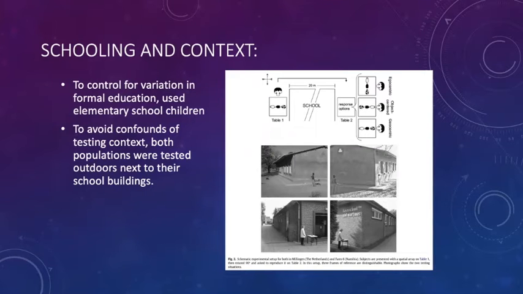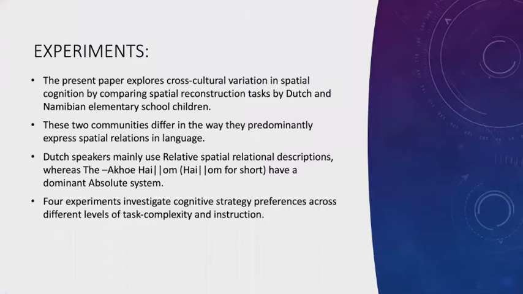To avoid confounds of testing context in all experiments involving direct comparisons across populations, both populations were tested outdoors next to their school buildings. The present paper explores cross-cultural variation in spatial cognition by comparing spatial reconstruction tasks by Dutch and Namibian elementary school children. These 2 communities differ in the way they predominantly express spatial relations in language. Dutch speakers mainly use relative spatial relational descriptions, whereas the Hai||om have a dominant absolute system. 4 experiments investigate cognitive strategy preferences across different levels of task complexity and instruction.